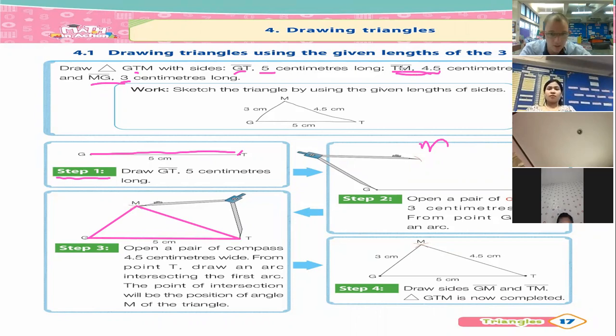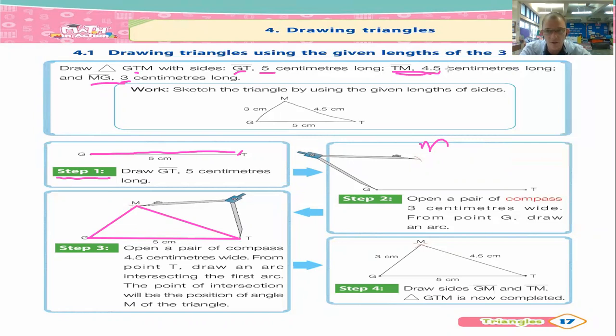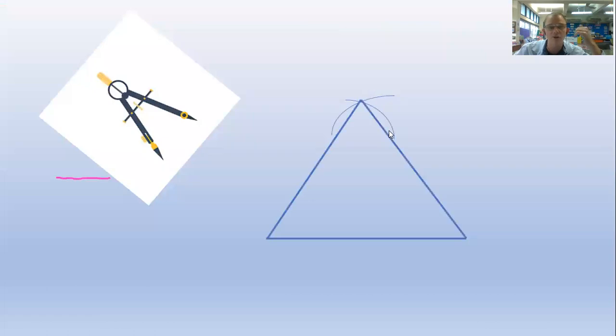Okay. It's maybe not the clearest explanation, but if you have any questions or do not understand, please tell me so I can explain. So that's basically what we have to do to draw a triangle. First the base, then one arc, then the other arc, and then we connect the lines.